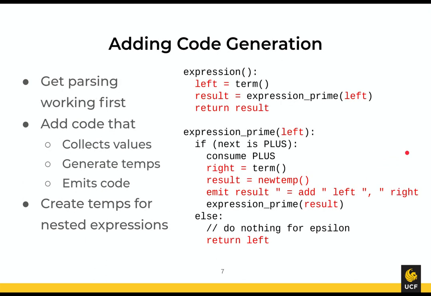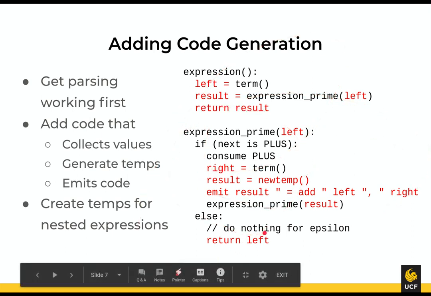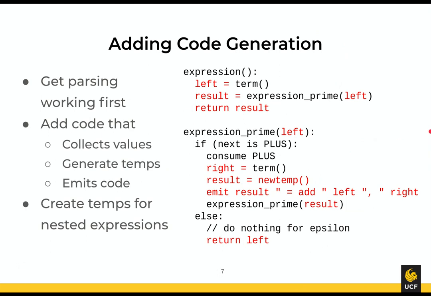Okay, so here's where it gets interesting, adding code generation to this parser. I've highlighted in red here, I didn't do the full grammar, but just for expression and expression prime, I've added in red where the code generation will happen. So having this right recursive grammar makes the code generation just a little bit more complicated. So I had to sit down and work it out and make sure it's right.